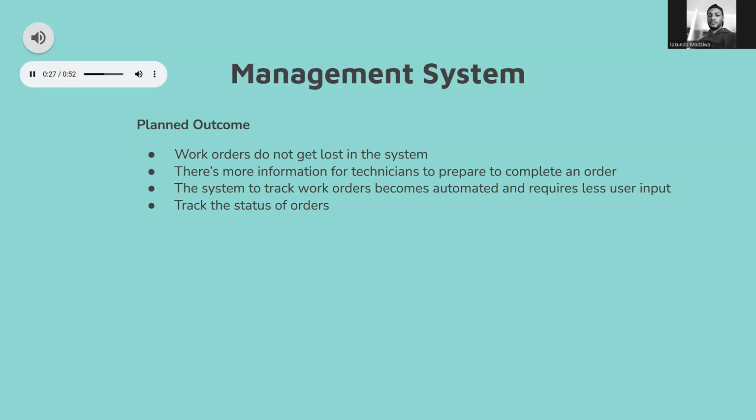The system is automated, which means tracking work orders requires less manual input, saving time and effort for staff. Finally, you can easily track the status of orders, whether pending, in progress, or completed, ensuring full visibility and better workflow management. Altogether, this system makes managing work orders simpler and more reliable for everyone involved.